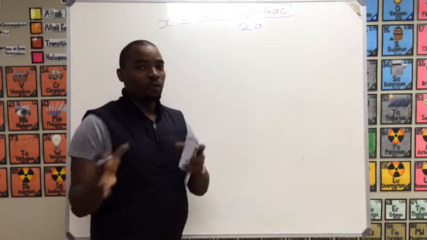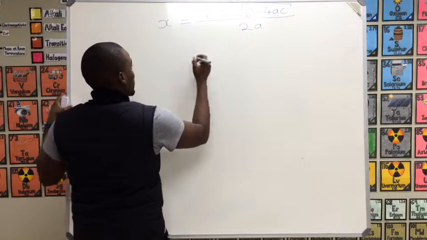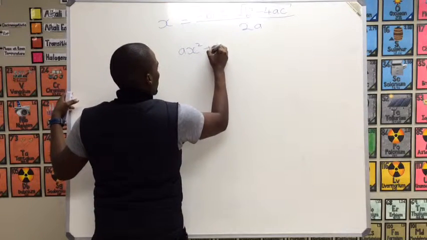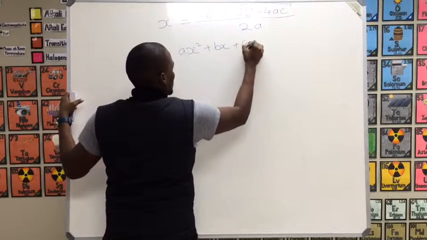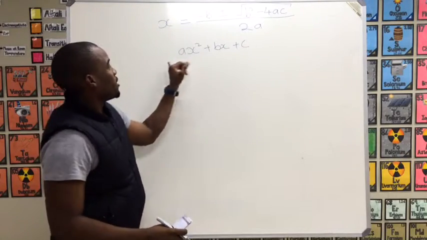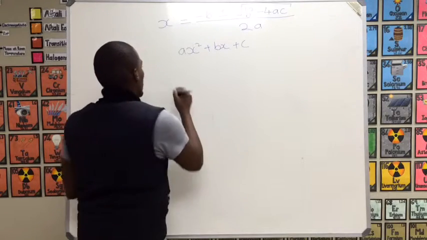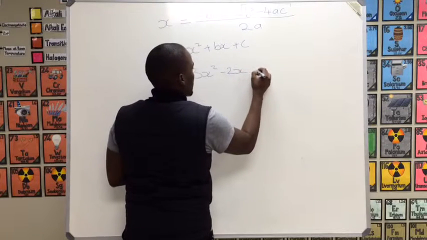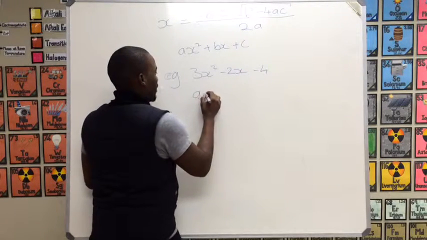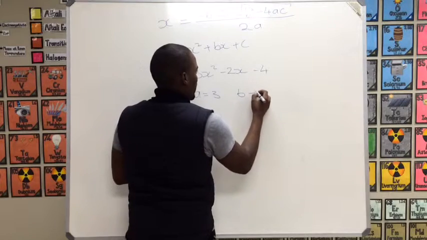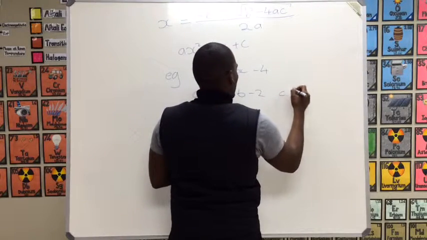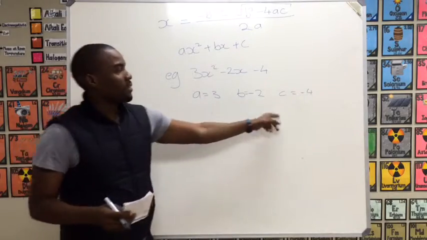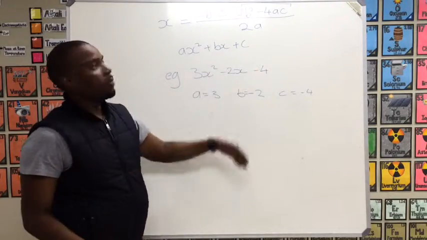It's simply from the general formula of your trinomial, which looks as follows. Remember, like I said before, ax squared plus bx plus c. So all these values are taken from this expression. If I've given you, for example, an expression that looks like 3x squared minus 2x minus 4, my a value is 3, my b value is minus 2, my c value is minus 4. So that's how you simply get these. You just read them off and then plug them into the equation.